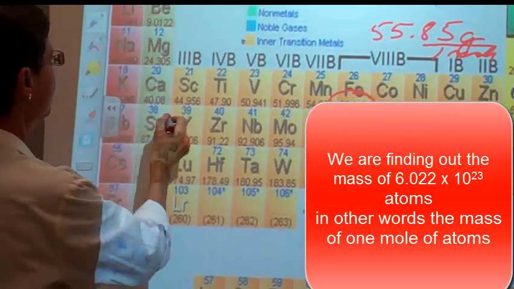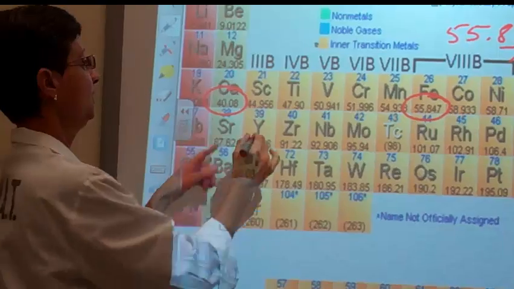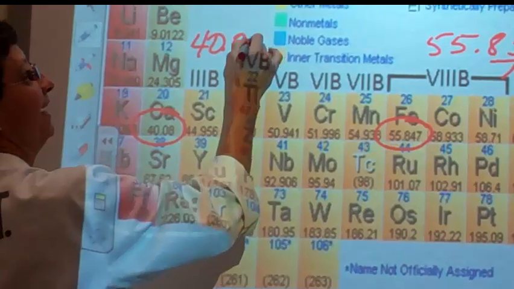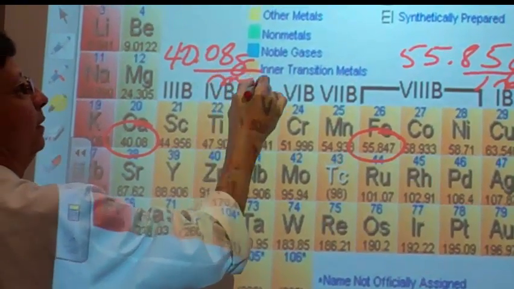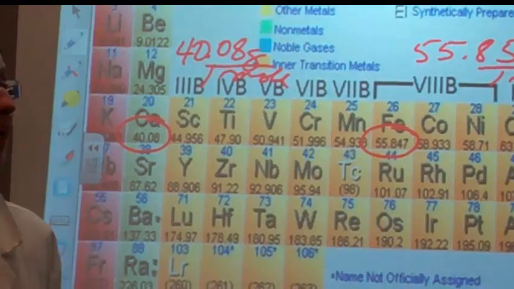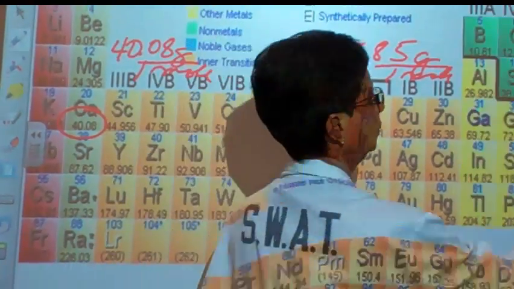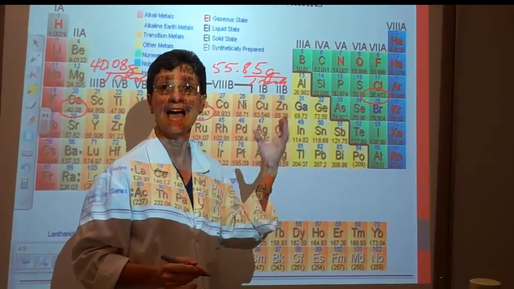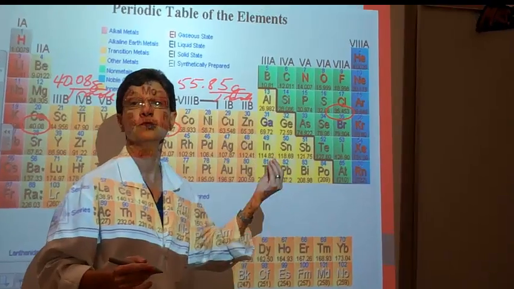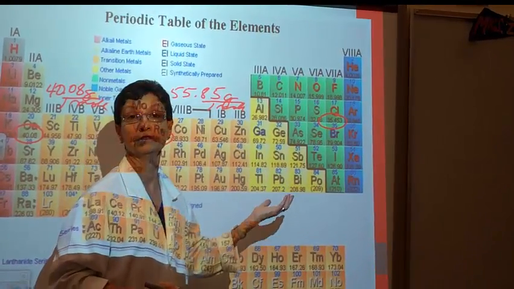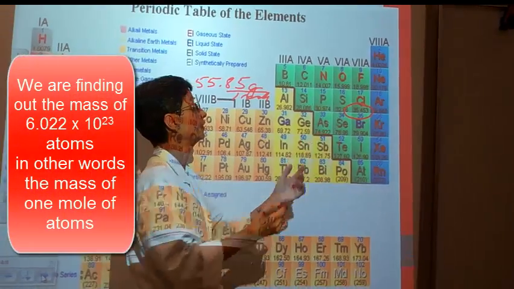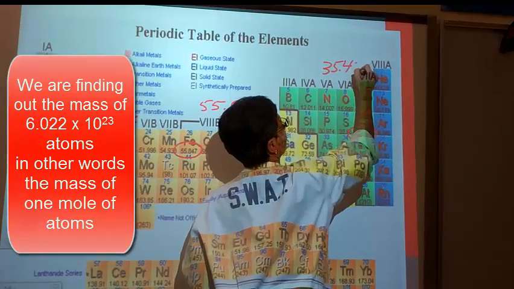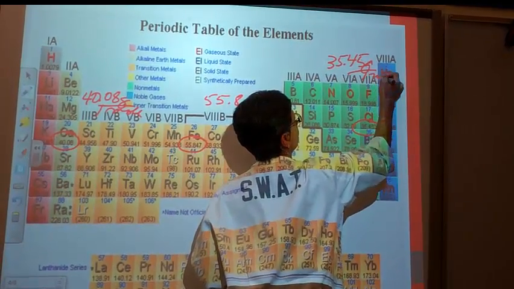So I can look at another one. I can look at calcium, for example, and calcium says 40.08. So it is 40.08 grams in 1 mole, per mole. And I can do another example. I could do chlorine right over here. The mass of 1 mole of chlorine atoms is 35.453, so I'm going to round to 35.45 grams in 1 mole.